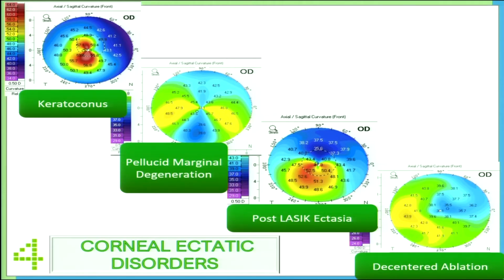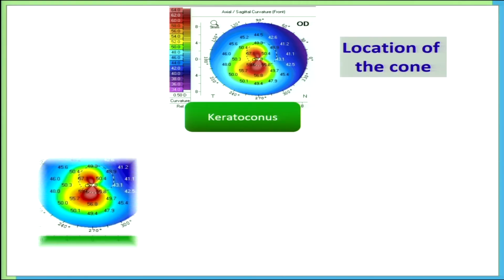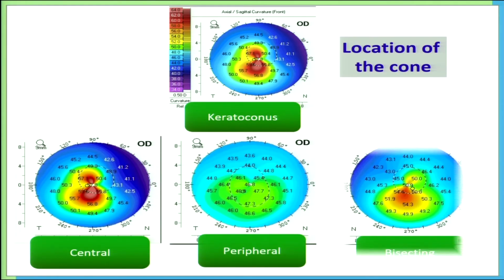Coming to situation 4, where we have corneal ectatic disorders. So how should we go about such cases of keratoconus, pellucid marginal degeneration, post-LASIK ectasia, and decentered ablation? Be very careful in reading topography in such cases.